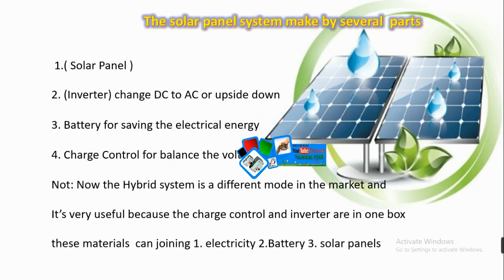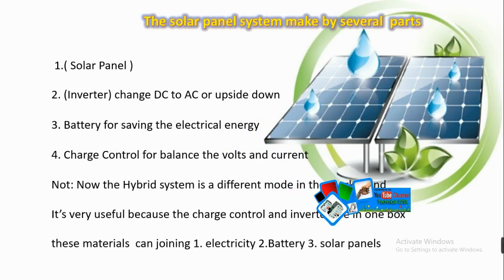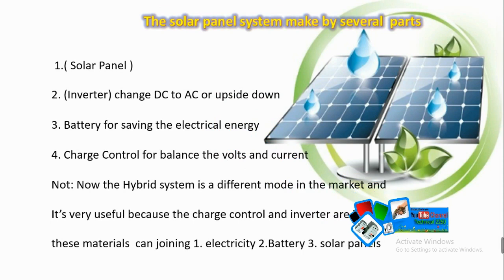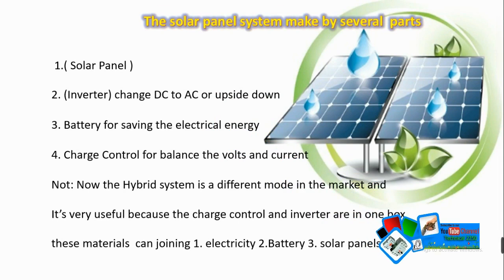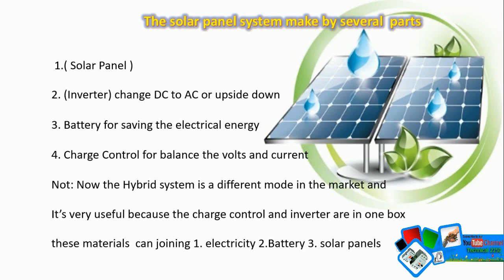1. Solar panel. 2. Inverter, which changes DC to AC or the reverse. 3. Battery for saving the electrical energy. 4. Charge controller for balancing the volts and current. Note, the hybrid system is now a different mode in the market, and it is very useful because the charge controller and inverter are in one box.